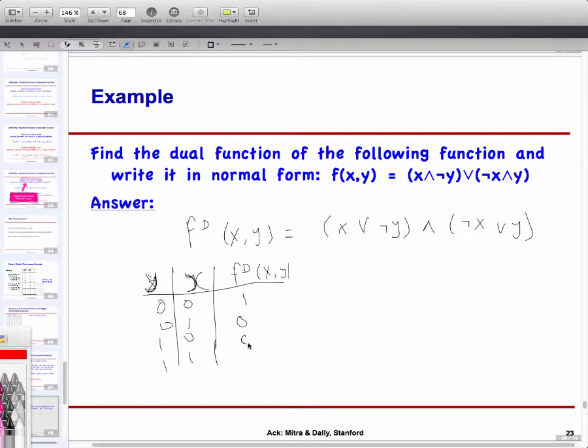Likewise, this term is going to be 0. And the final term is we have 1 or 0. So the first term is 1, the second term is 1, and this output is 1. So now what's the normal form of this? M of 0 and M of 3. Okay, so that's my conjunctive normal form. I'm looking at row number 0 and row number 3.